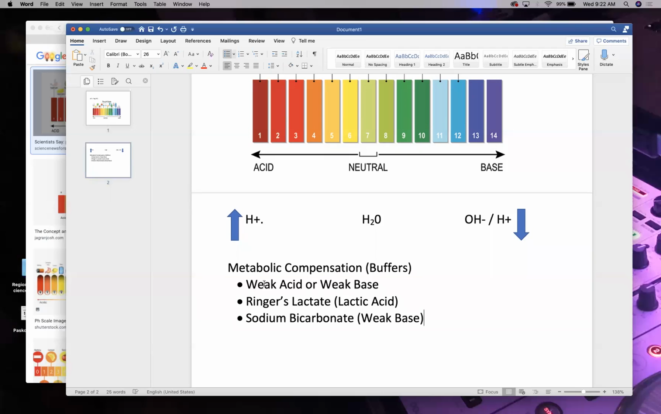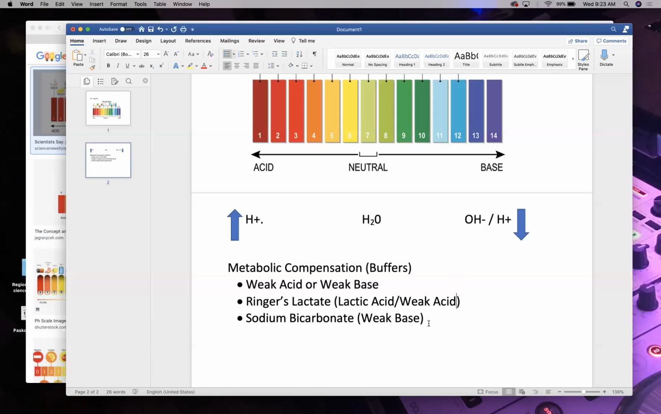And isn't that what you hear in movies, like, oh, push Ringer's lactate or push sodium bicarb into your patient in an emergency situation? Because in emergency situations, how's your homeostasis? It's garbage. Depending on trauma or whatever, it could be all the way over here or all the way over here. And either way, I can use chemicals like Ringer's lactate and sodium bicarbonate to push it. Sodium bicarbonate is an example of a weak base. Ringer's lactate is an example of lactic acid, which is a weak acid. So Ringer's lactate has some H pluses, and sodium bicarb has OH minuses.